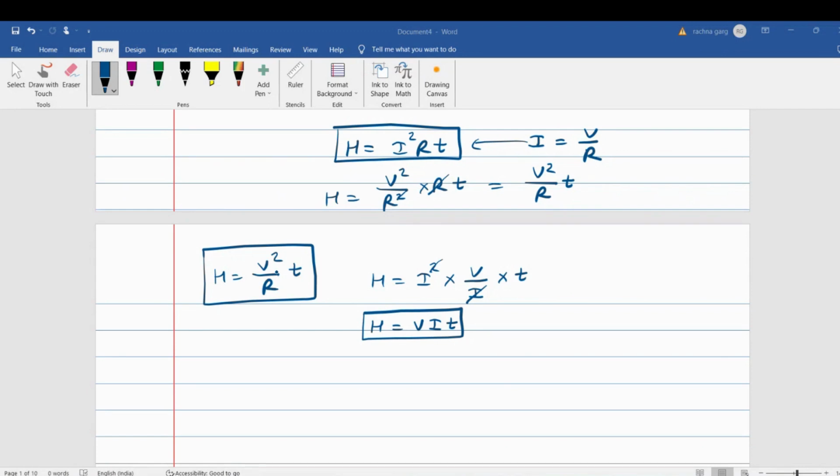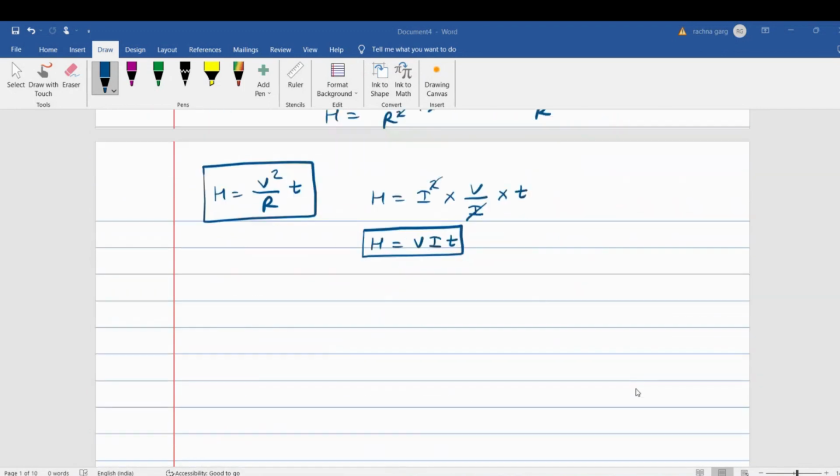Okay. Then you have, I think, commercial unit of energy. What is that? Kilowatt hour. Commercial unit of energy.